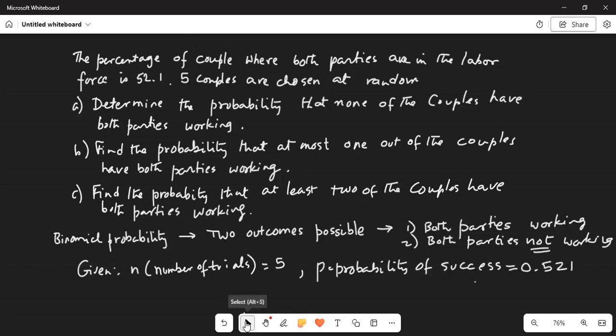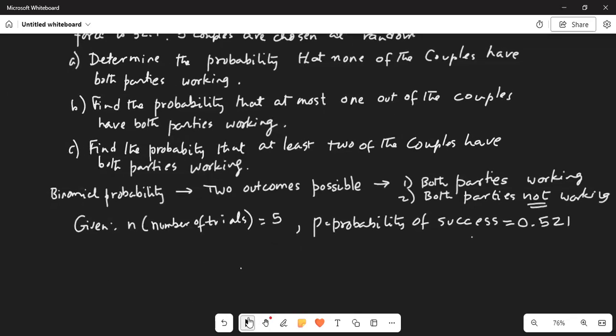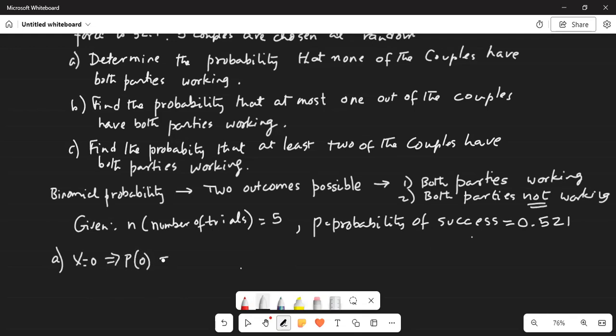So let's create some space. None of the couples is working. That is the first part. So part A, none of the parties are working. So X is 0. So basically we have been asked to find the probability of 0. So the formula for binomial probability is nCx, small p, probability of success raised to the power of x, and 1 minus p, probability of failure raised to the power of n minus x.